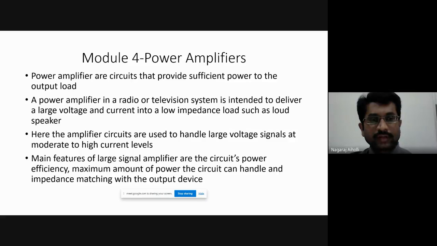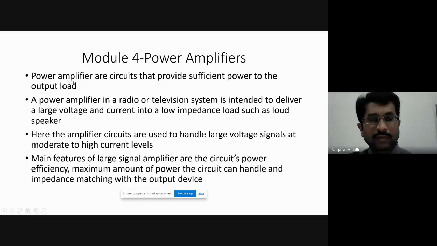What is amplifier? Amplifier is a circuit which increases the magnitude of the applied input signal. That is, output signal magnitude is more than the input signal magnitude. Such circuits are called amplifier circuits. Now, power amplifiers are the circuits which provide sufficient power, that is, output power is more than the input power. Such circuits are called power amplifier circuits. So, they provide enough power to the output load.